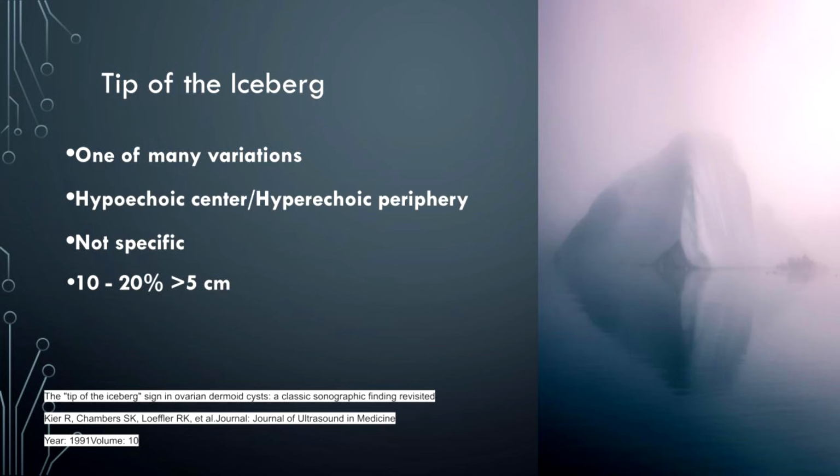All right, so next is the tip of the iceberg sign. This is one of many variations of dermoids or teratomas of the ovary. Could be seen in 10 to 20% of dermoid cases, especially when they're over 5 centimeters in size. It's not very specific. It can be confused for other things as well. And the tip of the iceberg sign usually has a hypoechoic center and a hyperechoic periphery. So you have pretty much a very echogenic edge with shadowing causing a hypoechoic center.